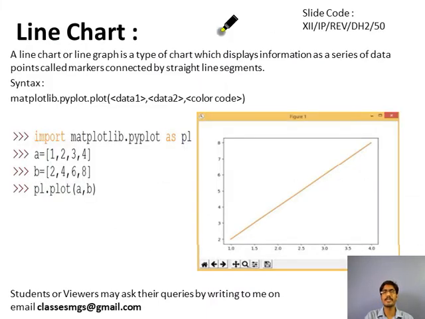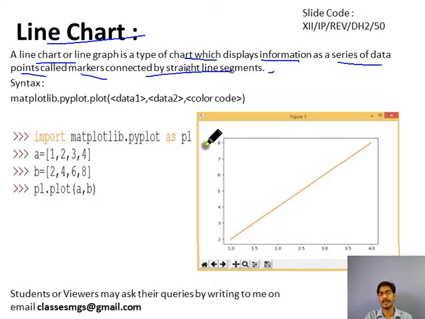Okay, first we will see the line chart. A line chart or line graph is a type of chart which displays the information as a series of data points called markers connected by straight line segments. As we know, the method which we use for drawing the line chart is the plot method. The plot method is basically used to draw the line chart.